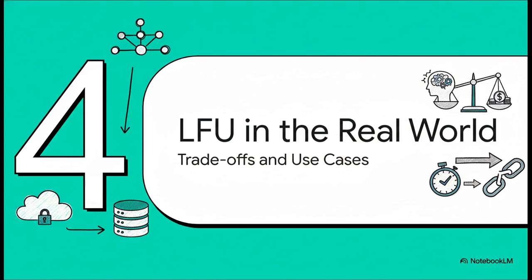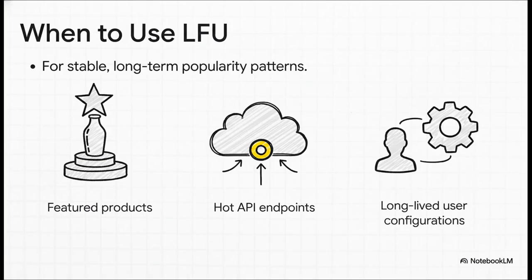So we get how it works now, but the real question is, where would you actually use this thing? Let's talk about the practical side of it, the good, the bad, and the trade-offs. LFU absolutely shines when you've got things that have a stable, long-term popularity. Think about the featured products on Amazon's homepage. If they used a simple LRU cache, a few random clicks could kick out a bestseller. LFU prevents that. Same deal for really important API endpoints or user settings that are hit over and over again. In these situations, how often something is used is a way better signal than how recently.